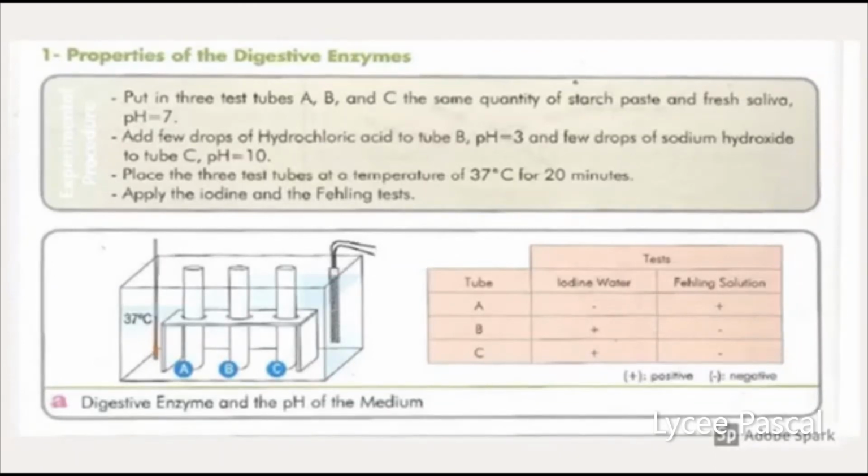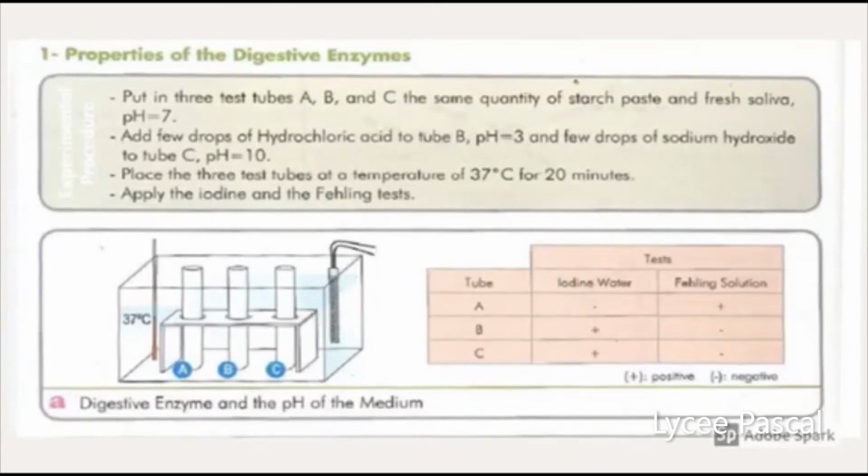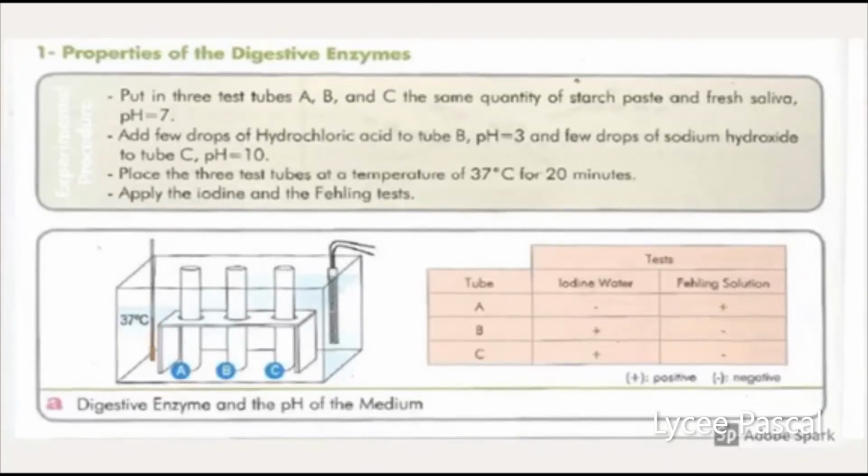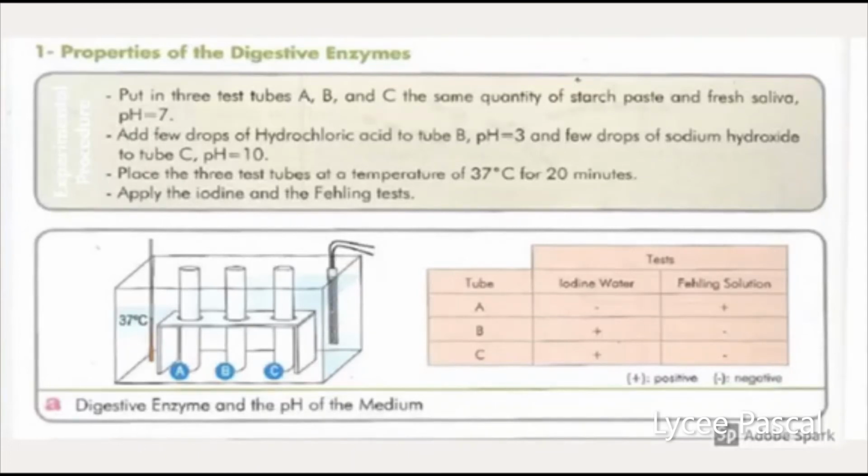We are going to place the 3 test tubes in a water bath of temperature 37 degrees Celsius for 20 minutes. Then we are going to apply the iodine and the Fehling test. We are going to see that only tube A becomes negative with iodine water and positive with Fehling. It means that the starch paste in tube A is broken down or digested into a reducing sugar, while in the other tubes the starch paste remains the same.